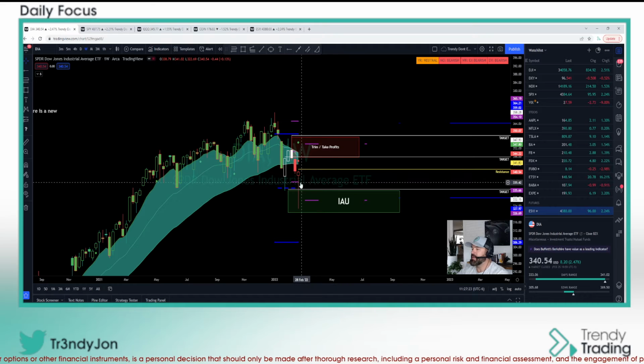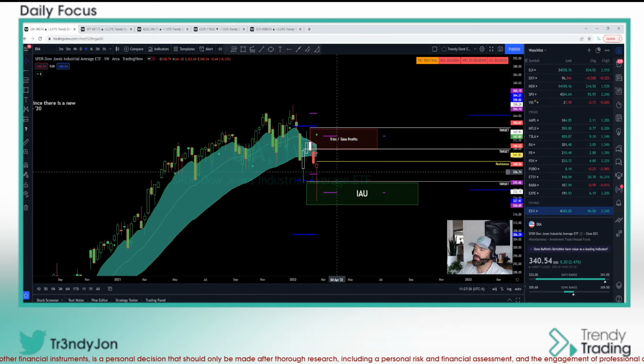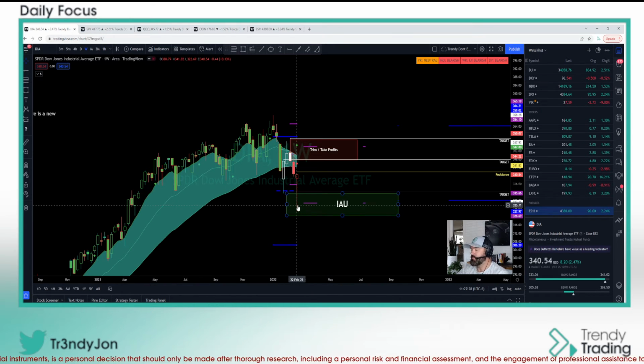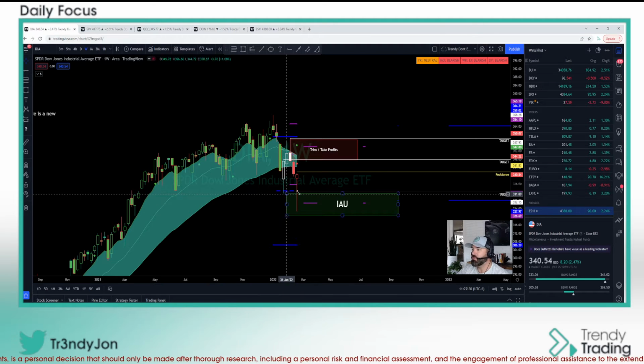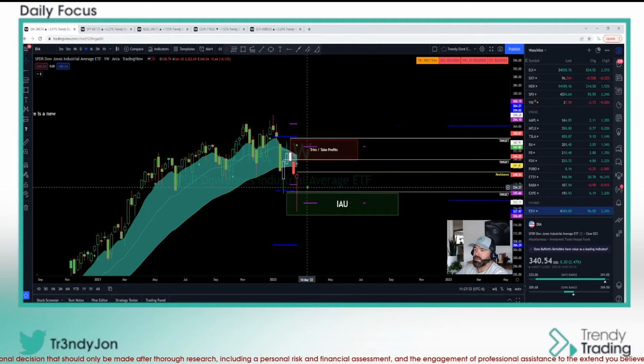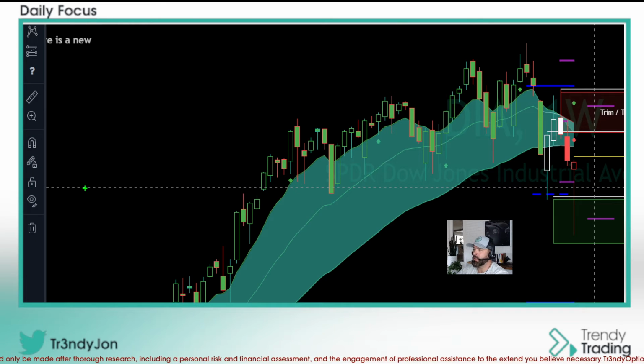The DIA came right into the green box, which is considered an inside and up. Same thing, nice flush low. We took out that low. And believe me, even on the put side, guys, we did really well on the put side last week. And I had just a really good week.